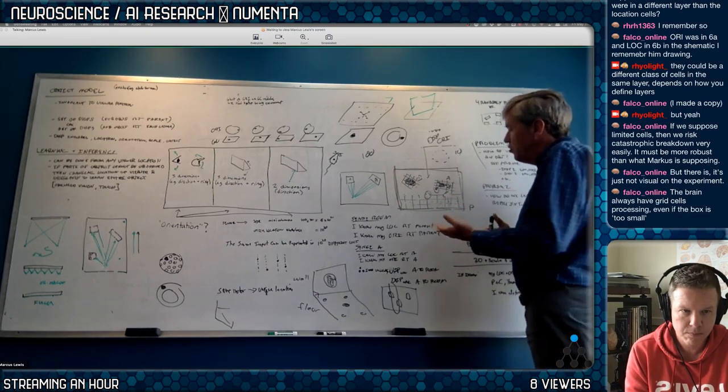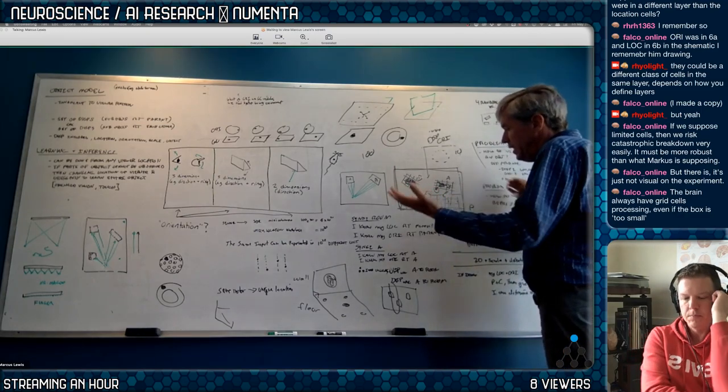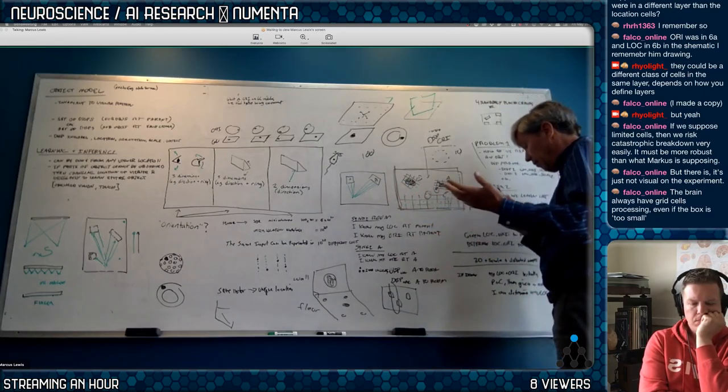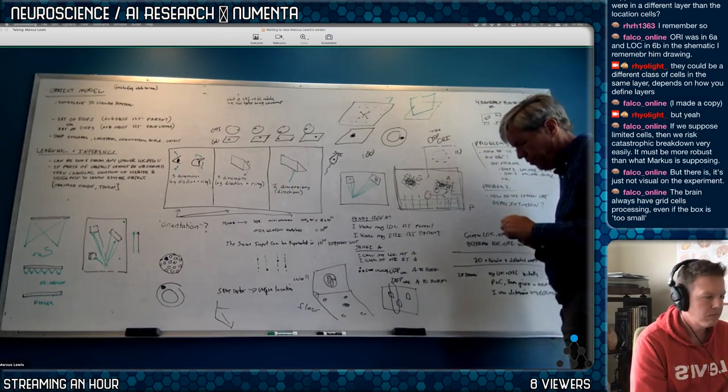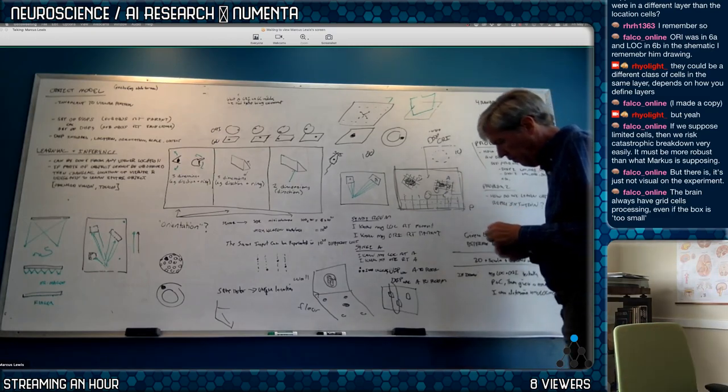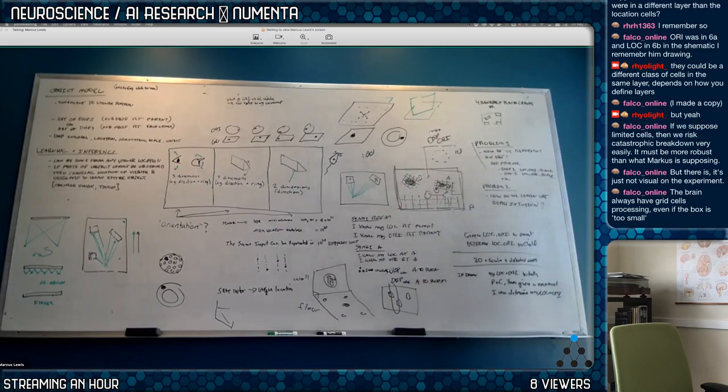What have I lost by assuming that there's no grittiness here? What have I gained? I don't know. Well, you lose the capacity stuff. But you know, the size of the environment that you can represent is much smaller.